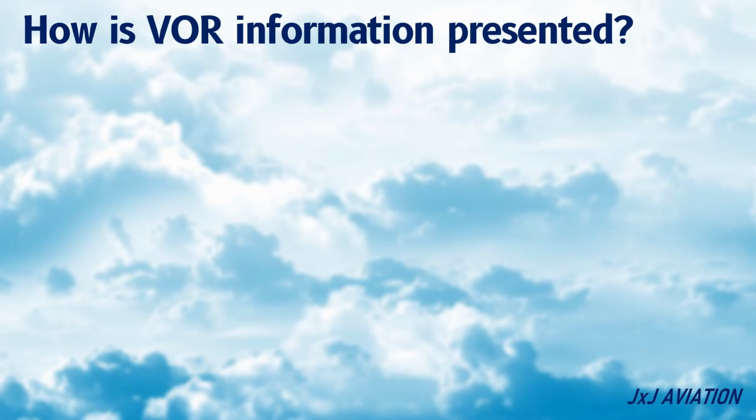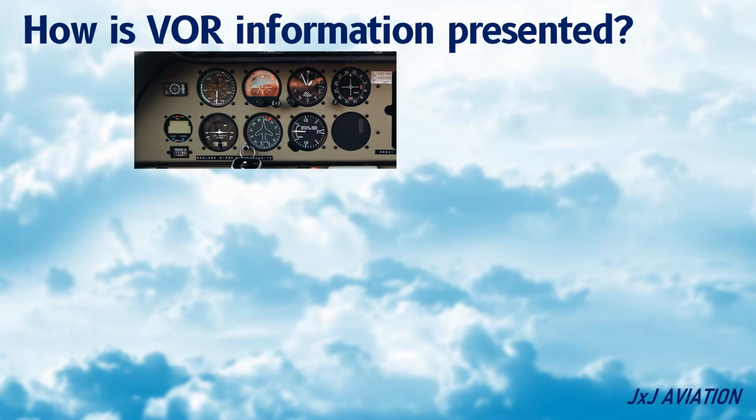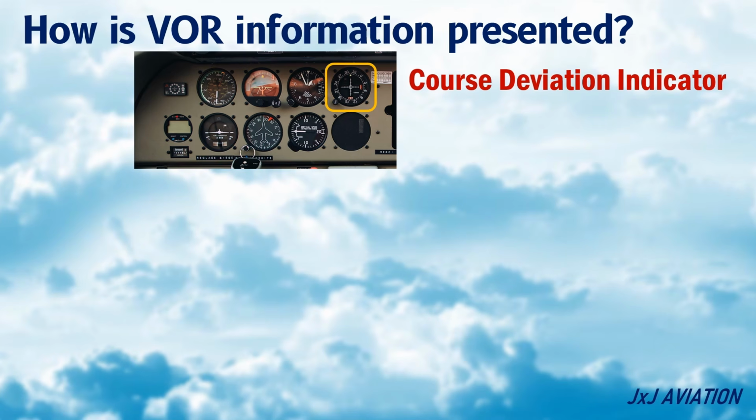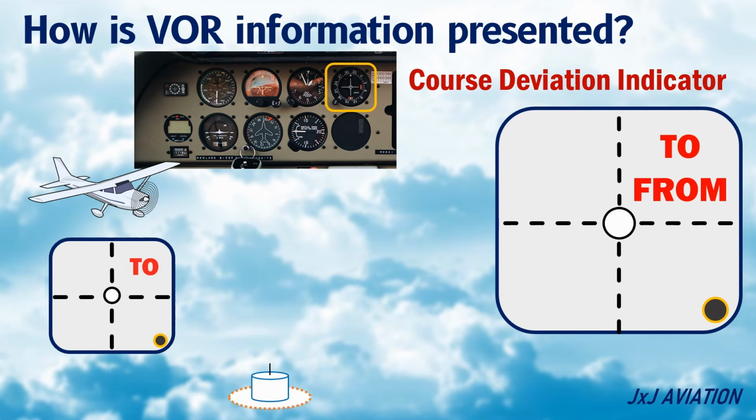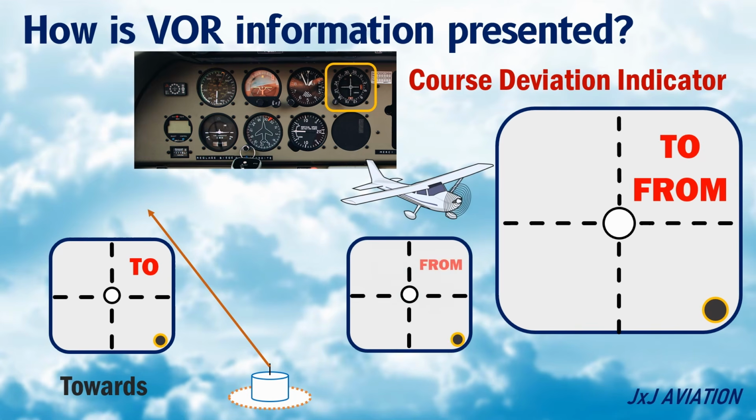To understand this, let's look at how the VOR information is presented in the cockpit. The VOR information is presented on an instrument known as the course deviation indicator. To know whether an aircraft is flying towards or away from a VOR, a To or a From flag will appear on this indicator. To means the aircraft is flying towards the VOR. From means the aircraft is flying away from the VOR.